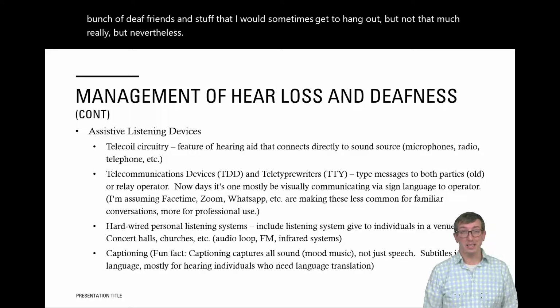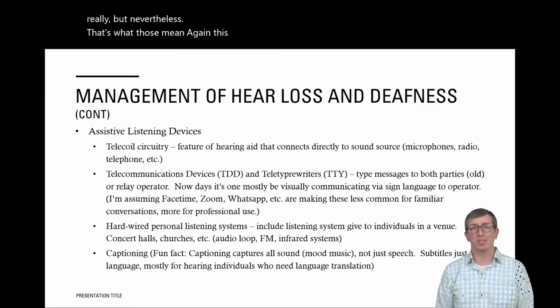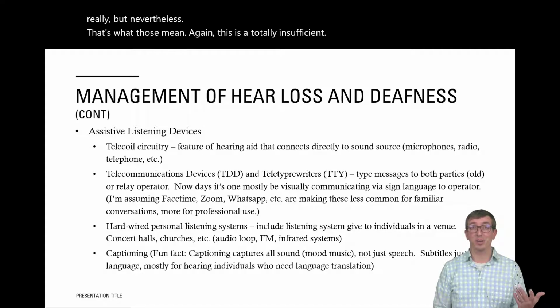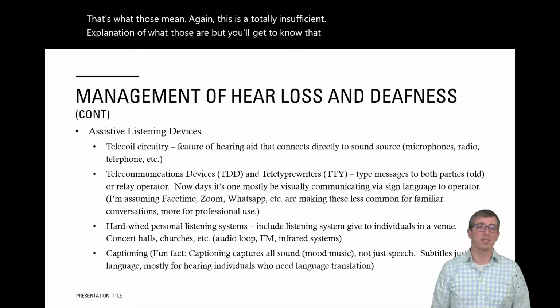that's what those mean. Again, this is a totally insufficient explanation of what those are, but you'll get to know that if you start working in these areas a little bit more.